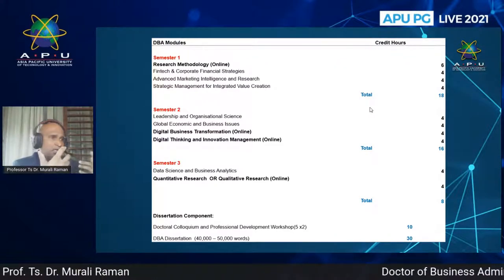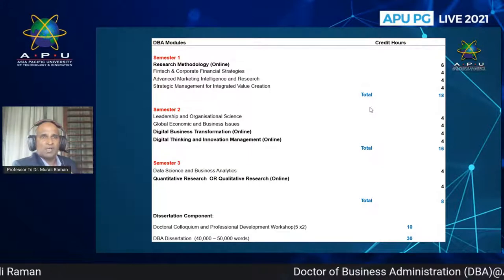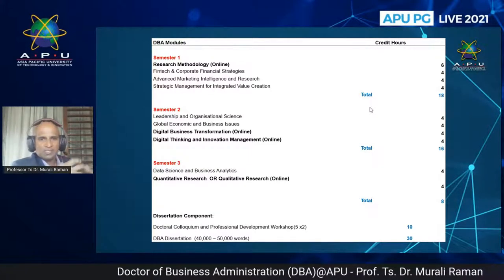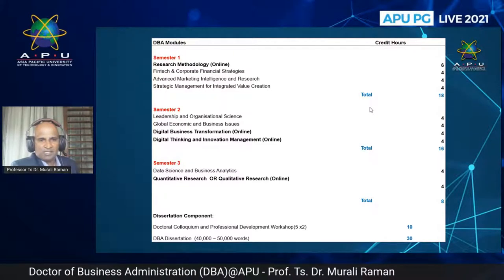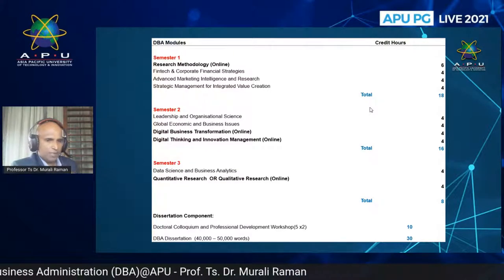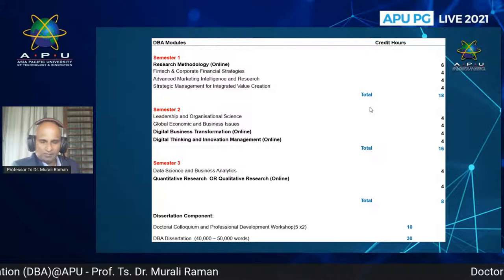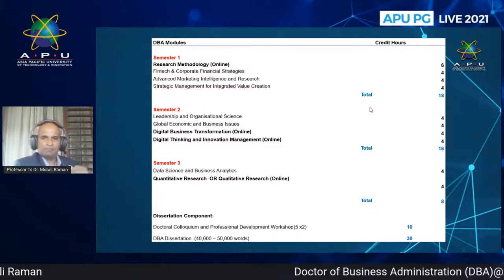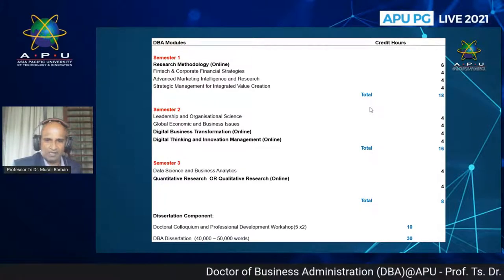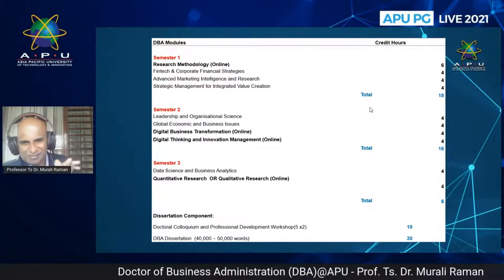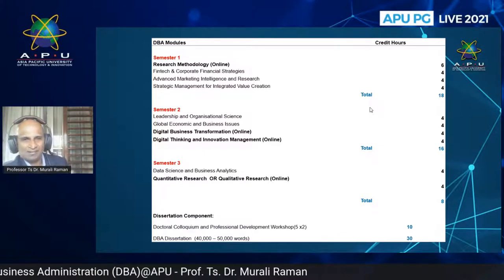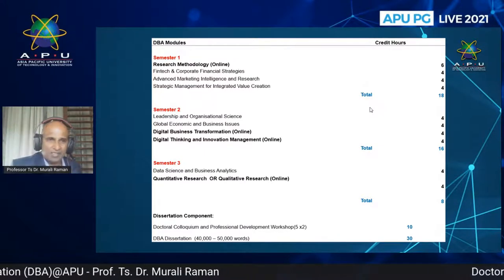So once again, it's modular for the full part-time program. For full-time, you'll be running several parallel modules at the same time. Hence, you finish a lot faster compared to the part-time mode. And we kick off in September 2021, slightly over 3 weeks from now. And you end with the dissertation at the end. Everyone says, well done, my friend. You are now Dr. So-and-so. You've successfully graduated from APU's DBA program.